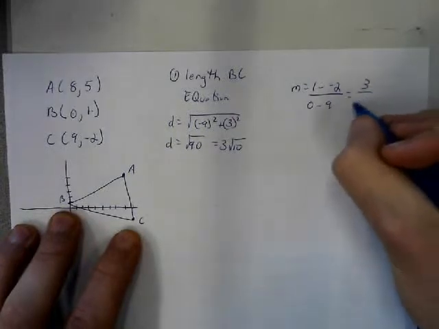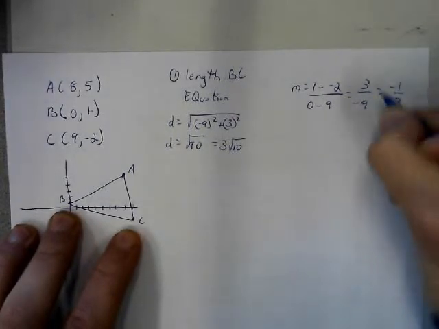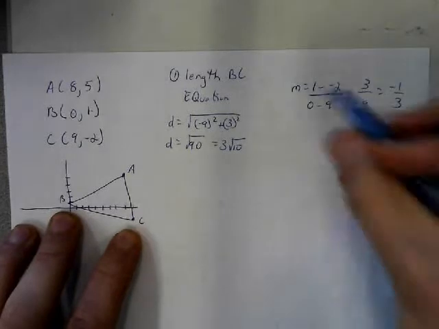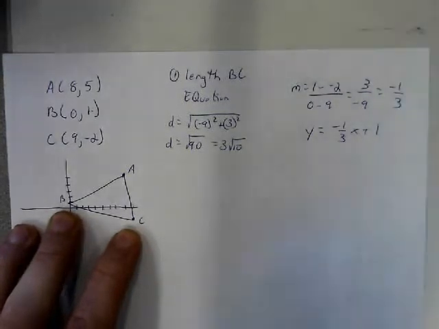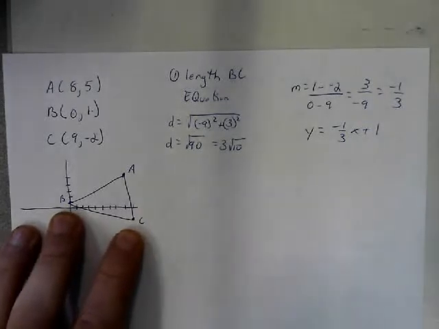1 plus 2 is 3 over negative 9, so it's negative 1/3. Now I know I have the y-intercept. So in reality, I know you could just do negative 1/3 x plus 1. But in general, I'm not going to be giving you the y-intercept.